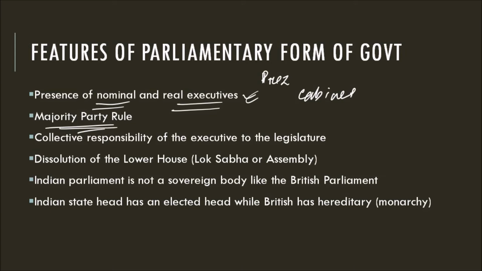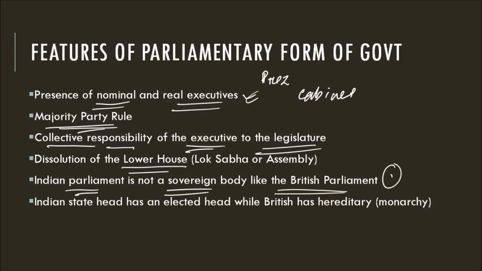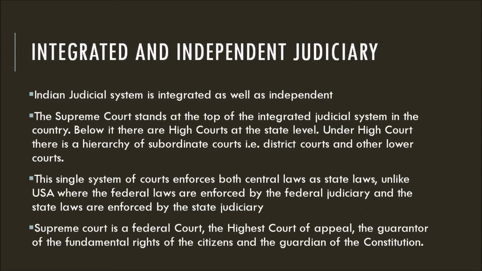In the parliamentary form of government, the executives are collectively responsible to the legislatives. It has a feature of a dissolution of the lower house. That means a lower house can be dissolved. Although India and Britain both follow the parliamentary form of government, there are some exceptions. Number 1, the Indian Parliament is not a sovereign body like the British Parliament. Number 2, the state head of India is elected, but in case of Britain, the state head is hereditary. One of the most important features of the Indian Constitution is its judicial system, that is integrated and independent.